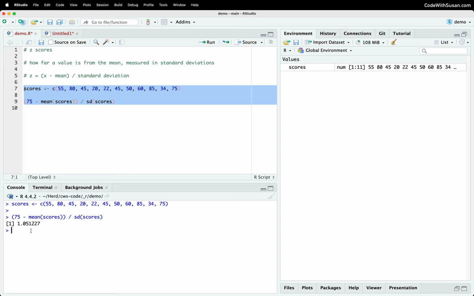So what this tells us is a score of 75 is 1.05 standard deviations above the mean. In other words, we performed above average, and we could feel a little bit better understanding that maybe this was just a really hard test and we actually did pretty well considering.